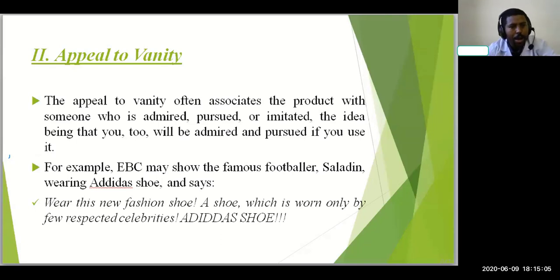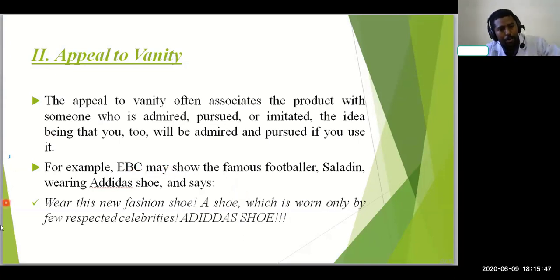The second one is appeal to vanity. Vanity is often associated with products that someone is admired, persuaded, or imitated. The idea being that you too will be admired and persuaded if you use it. It is better to hear an example for better understanding of these forms. For better understanding, examples are better. So let us look at this example.